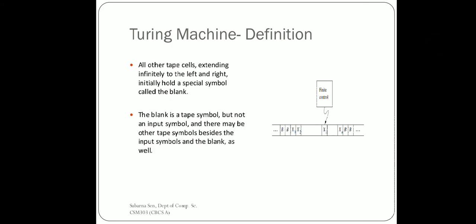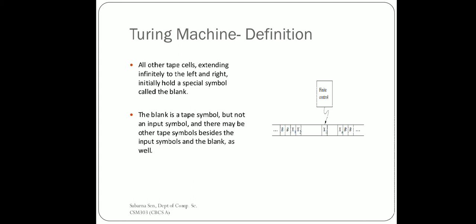Fine. So all other tape cells extending infinitely to the left and right initially hold a special symbol called a blank. We will use the blank symbol B. That means we have not put any input symbols or any strings there. Whatever string it is processing will be on the tape, and the spaces to the right of the end of that string and the spaces to the left of the beginning of that string will be kept blank, and we will use the letter B to denote those places.